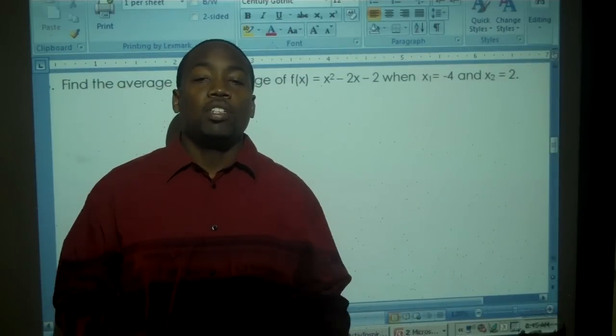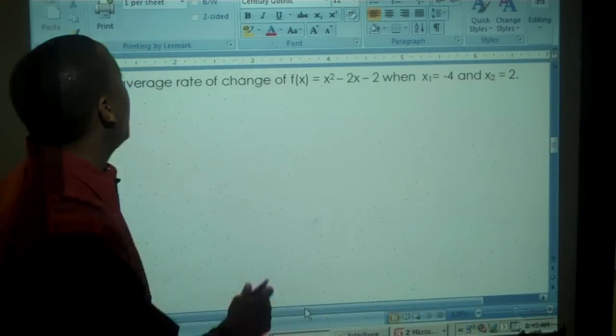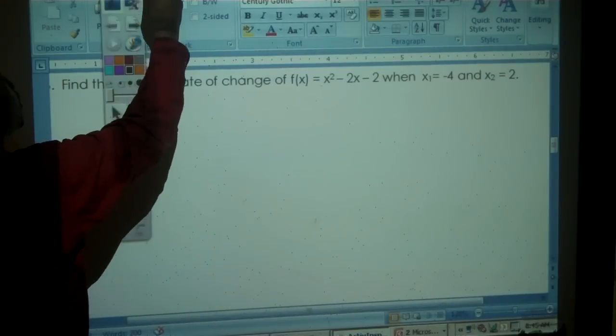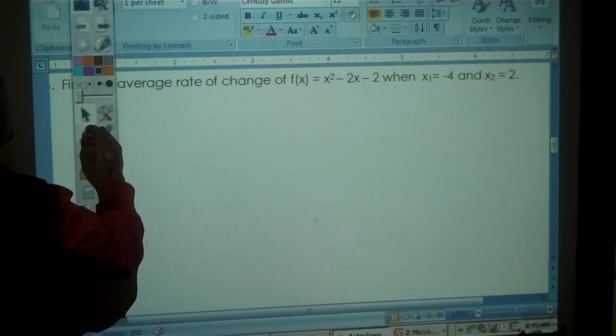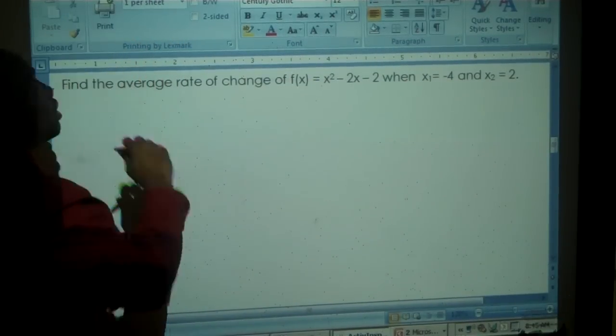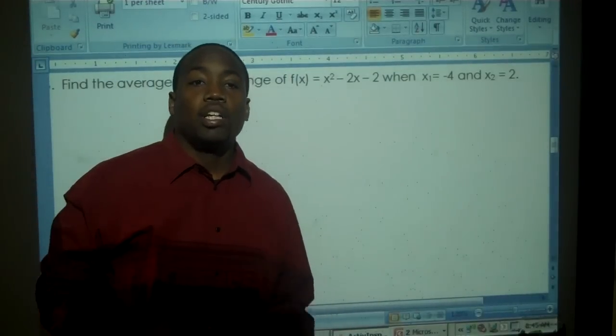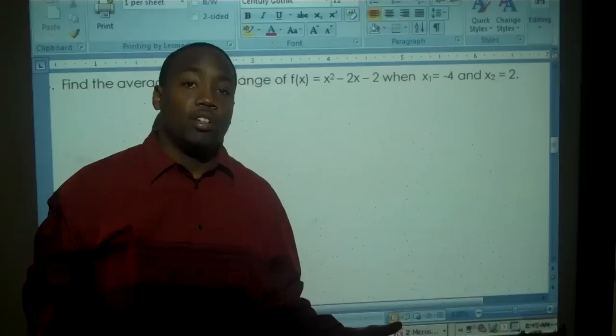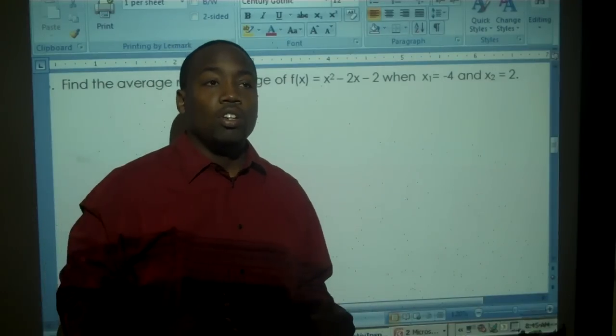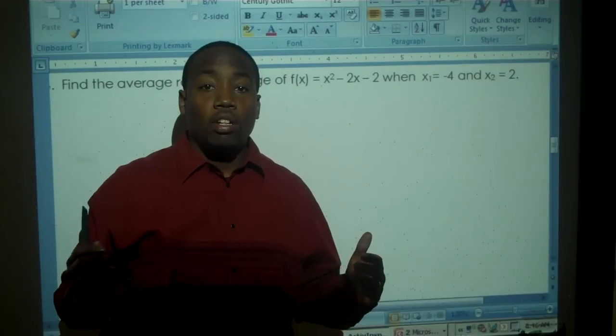So, what is the average rate of change? Average rate of change is slope. It's the ratio of change from one quantity to change in the other. So, the main thing we need to work on is slope.